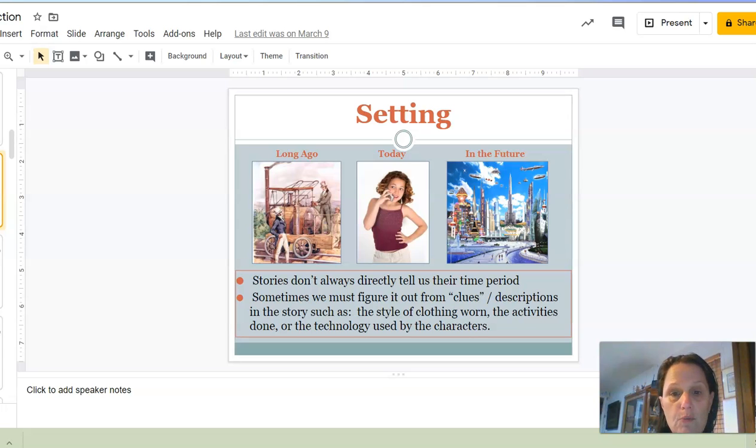But we can use maybe what they're wearing, maybe the activities they're doing, maybe the story talks about the different types of technology they had. Maybe it was a plow, or maybe it was a steam-powered locomotive. Those kinds of things give us an idea of the setting.